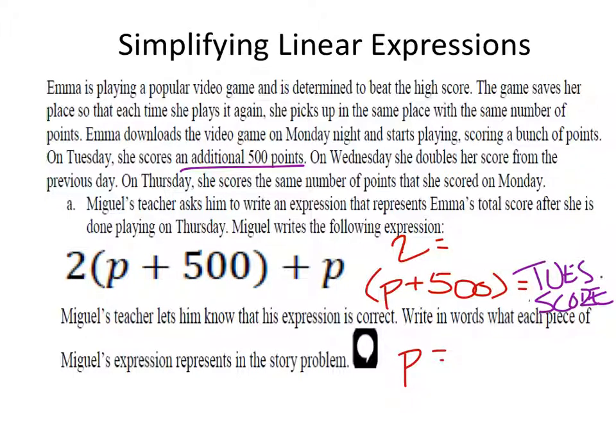So what does that mean P represents? What she scored before? Yeah, and what would that be before? Well, what day was it? Monday, right? So this would be Monday's score.